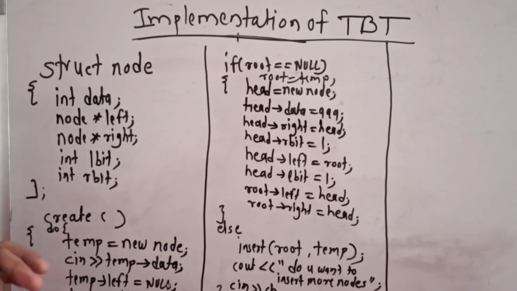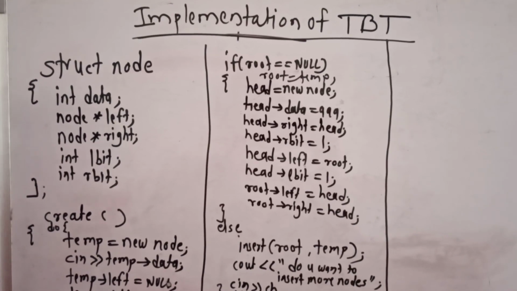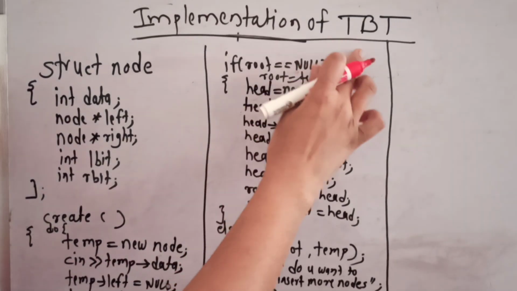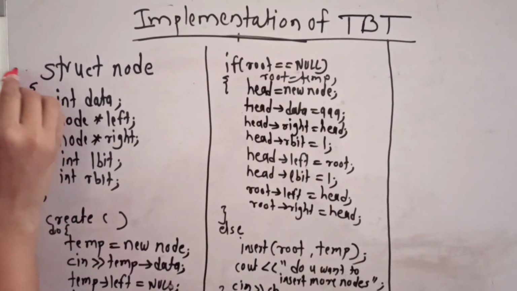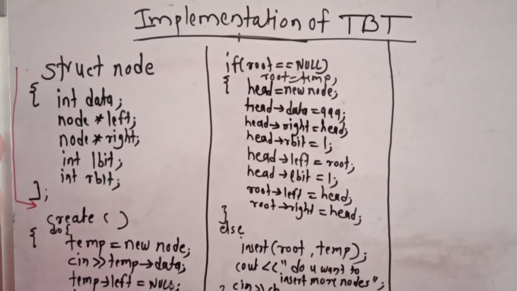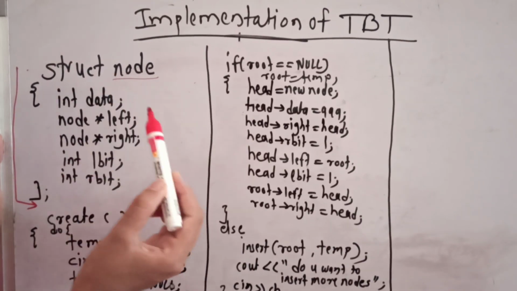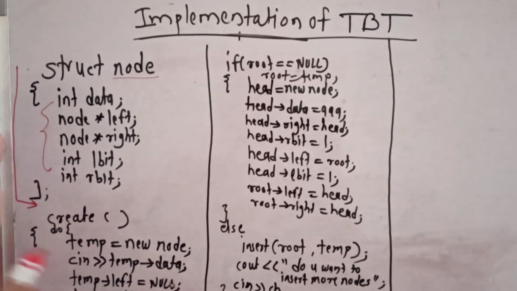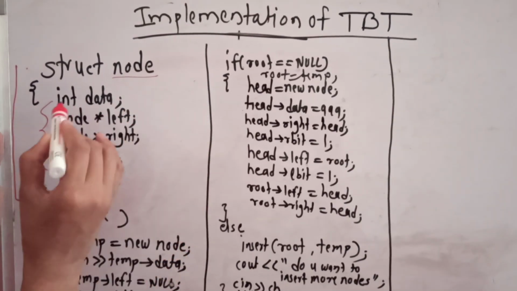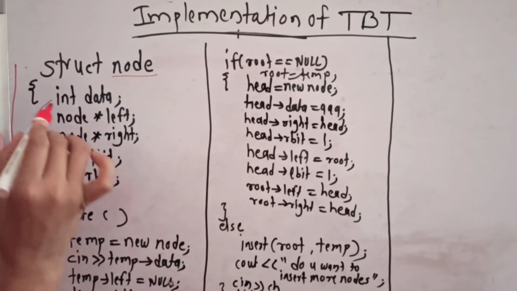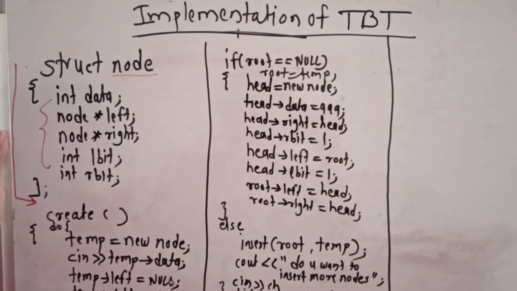So if I want to create a threaded binary tree, again I have to create one node at a time, and attach that node in the threaded binary tree. If you see here, this is the structure for the threaded binary tree. I have taken the structure name as node, and there are 5 fields. The first is the integer data; I am taking integer data as an example. You can take the data type as per your choice.